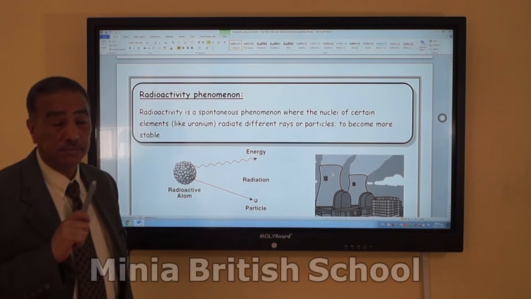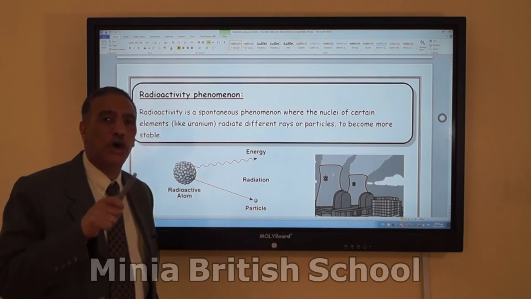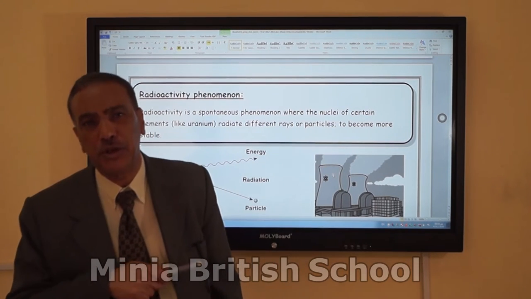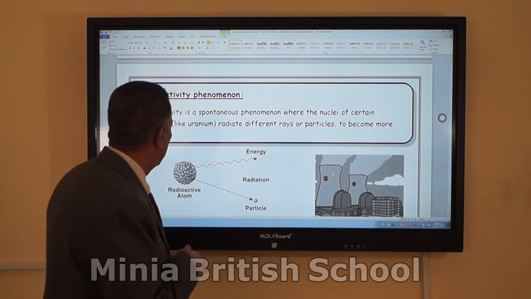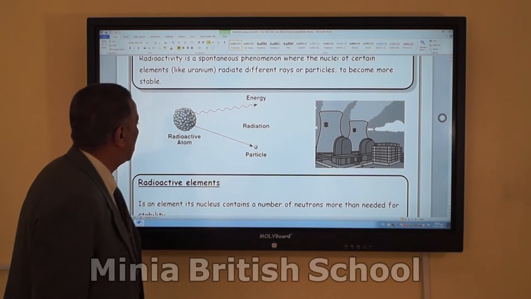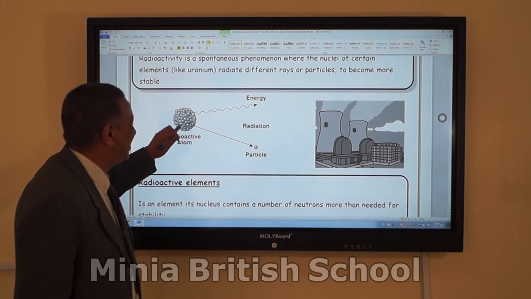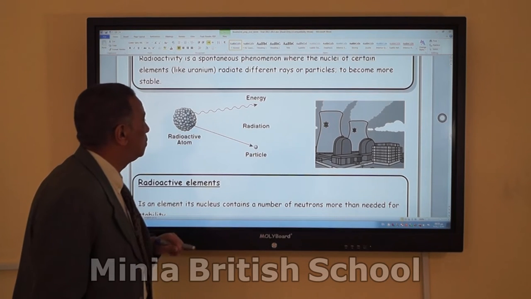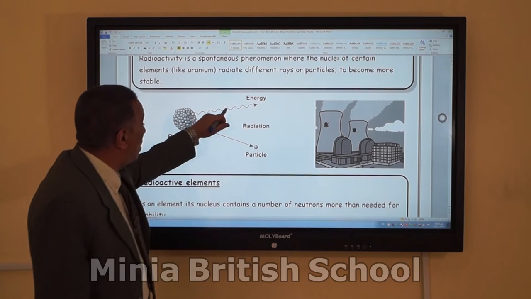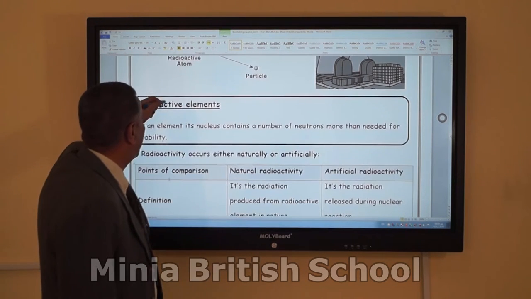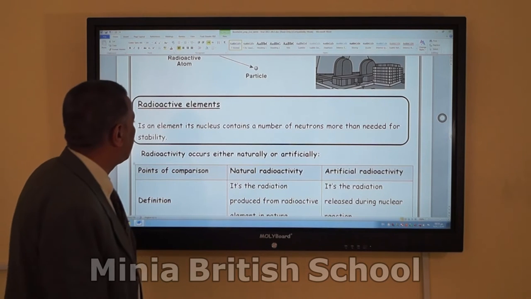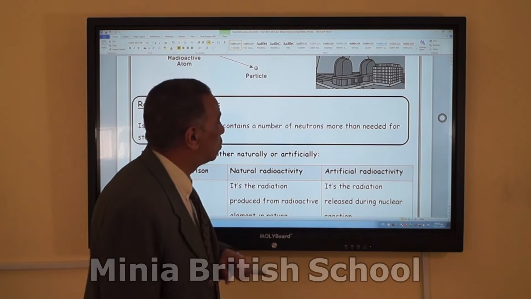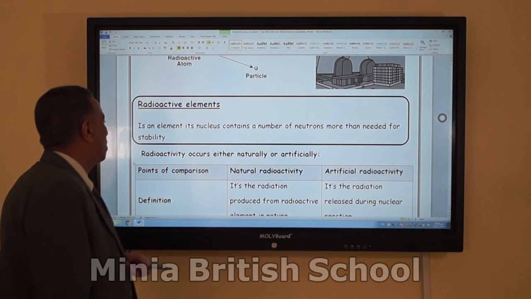The radioactive elements do that because they are unstable and are trying to reach stability, which they attain after emitting these radiations or rays. This is a radioactive element or radioactive atom. In its nucleus, particles are emitted with a huge amount of energy. A radioactive element is one whose nucleus contains more neutrons than the number needed for stability.